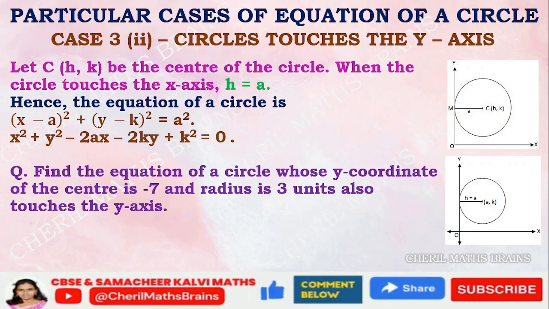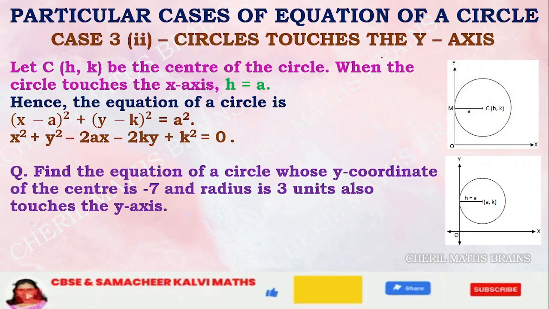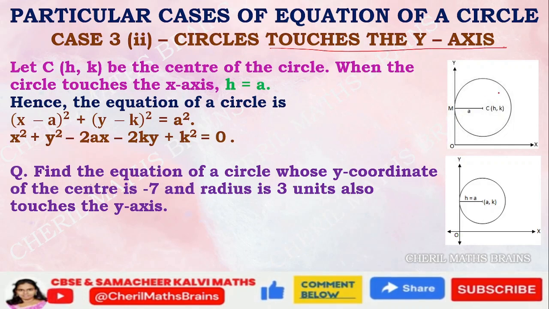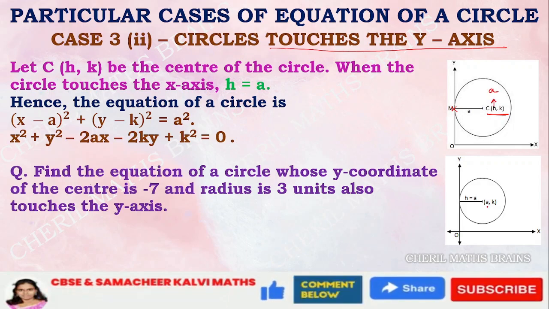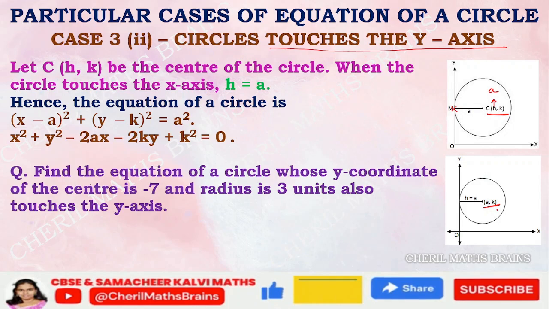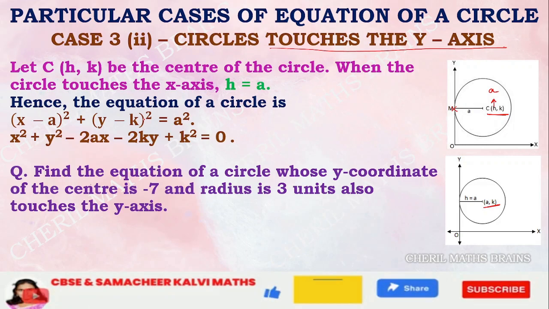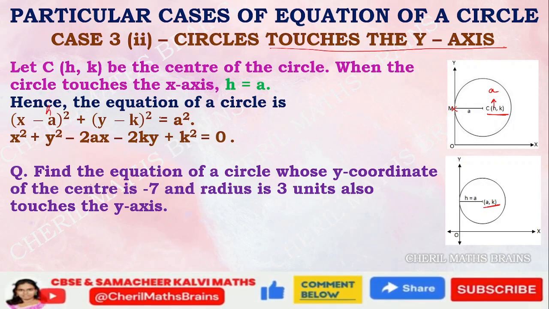Now let's look into the next case: the circle touches the y-axis. Here, for the center h comma k, the h will be a. So the center will be a comma k. So the equation will be x minus a the whole square plus y minus k the whole square, because our h is substituted by a, and the radius is also a.